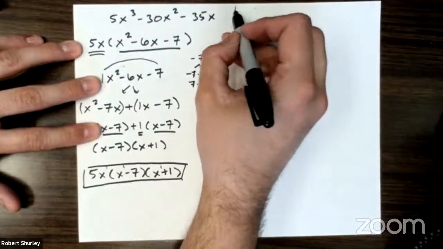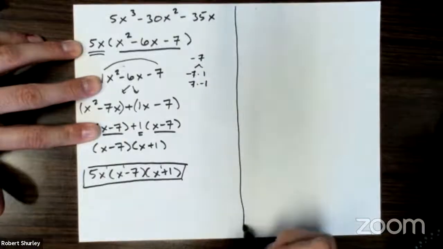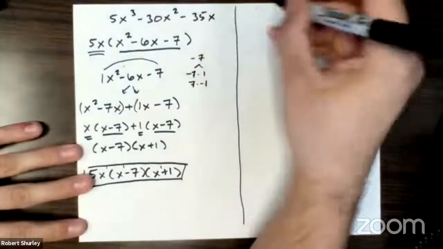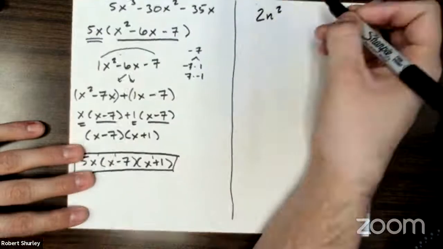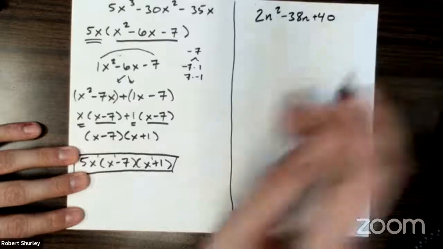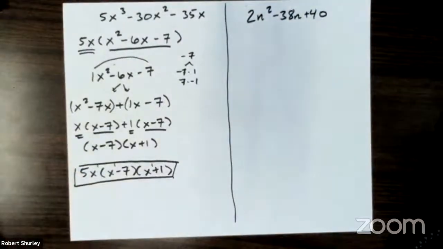So I'm going to give you another one like this, and I want you to try it. Again, you can hit the pause button and work this one out, okay? So let's look at it. 2n squared, I'm stealing this one from the book too, minus 38n plus 40. Okay, so hit pause real fast, and then take a minute and try to work this one out. Notice it's got a GCF. There's the hint, okay? Notice it has a GCF.